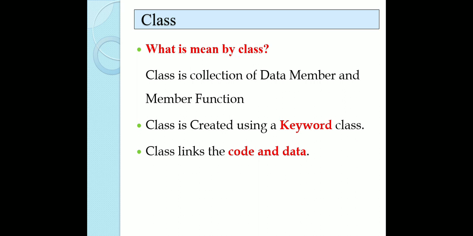First, class. What is meant by class? Class is a collection of data members and member functions. Class is created using the keyword class. Class links the code and data.